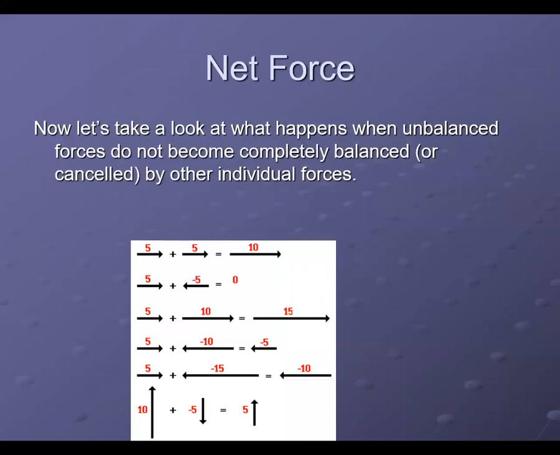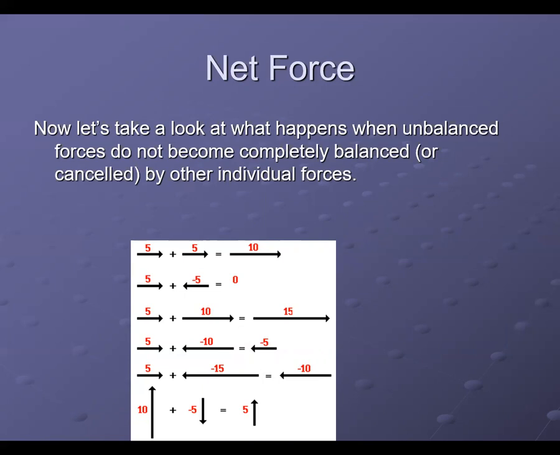All right. So we're going to talk about objects' net force, okay? And net force is either going to come out to be balanced or it's going to come out to be not balanced. So let's take a look at what happens when unbalanced forces do not become completely balanced or canceled out by other individual forces. So let's say we're pushing an object to the right with 5 newtons of force, and then someone else is pushing with 5 newtons of force in the same direction.